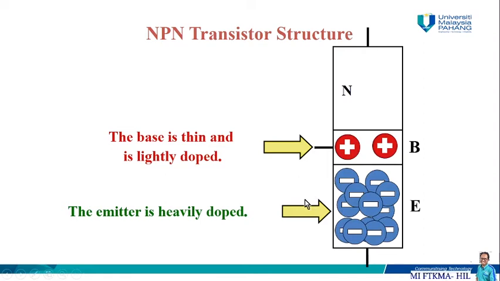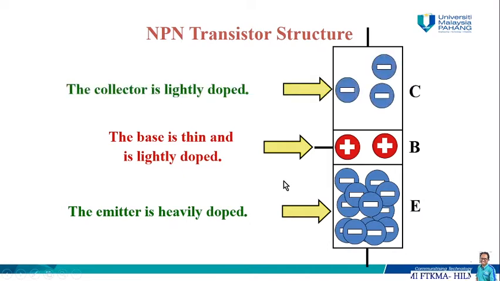And then we have the base, where the base is thin and lightly doped. There will be a lot of holes, hole carriers, positive carriers. And then we have the collector, also lightly doped, with negative carriers, n-type. So we have N, P, N.